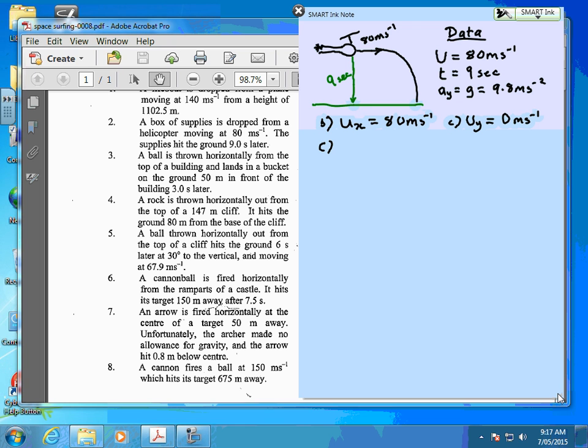Right, let's see. The final horizontal velocity. Now remember, and this is true for everything. What's D? It's range.